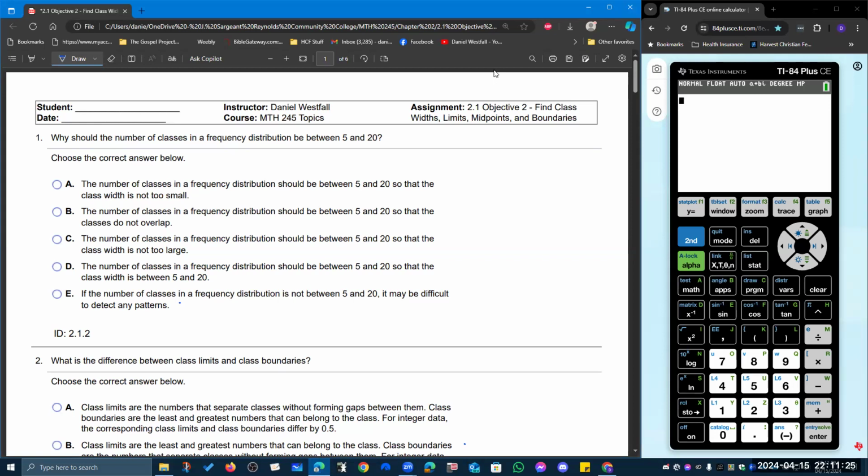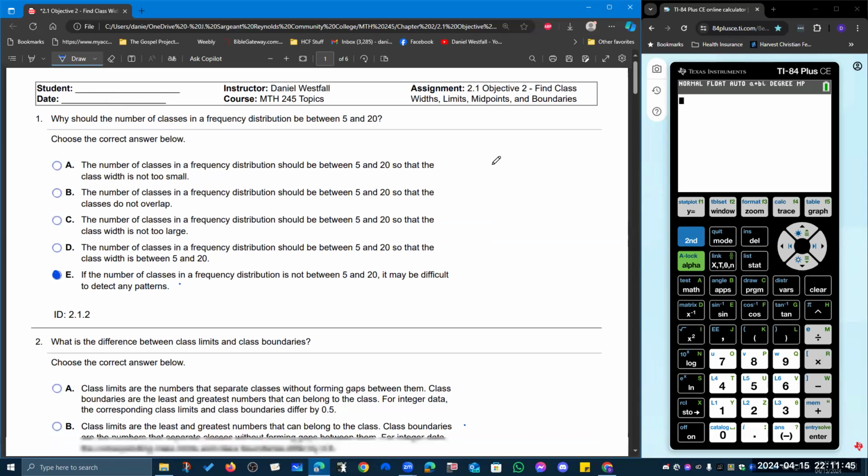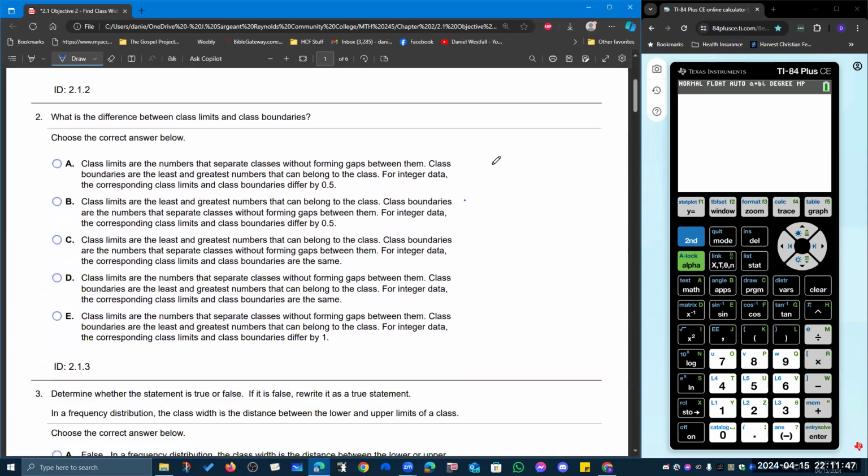Why should the number of classes in a frequency distribution be between 5 and 20? If the number of classes in the frequency distribution is not between 5 and 20, it may be difficult to detect any patterns. If you get too few classes, it's hard to detect the patterns. If you get too many, it's hard to detect the patterns as well.